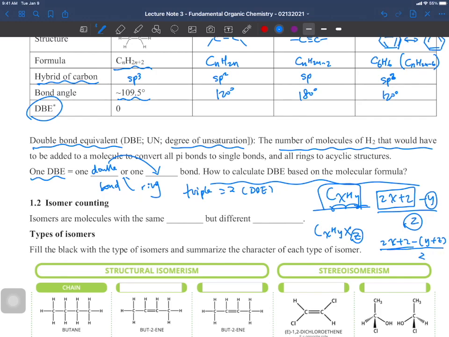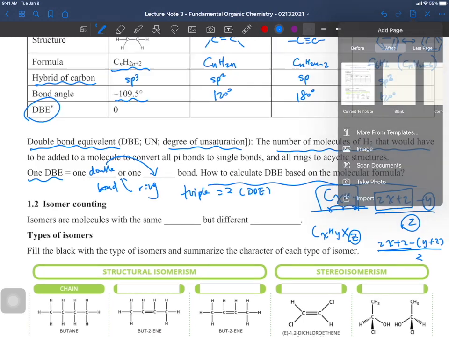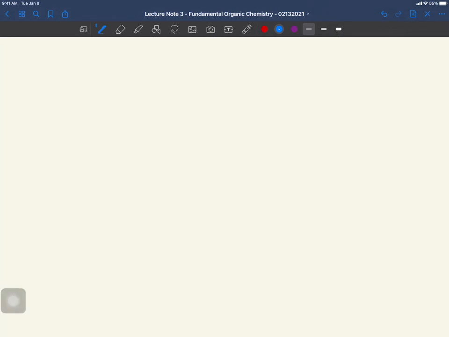Does this make sense to all of you? Let me know if you have any questions. Thank you. And then we can make it a little bit more complicated. So now say if you have oxygen, what would be the situation? Let's have a look at the structure.